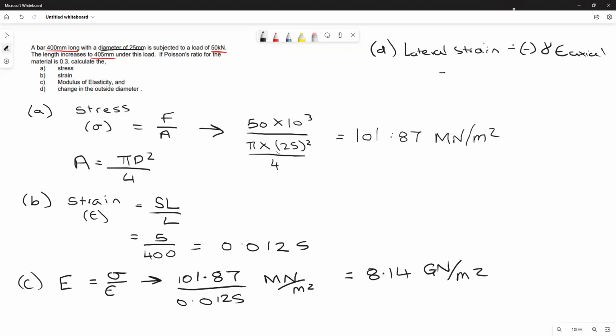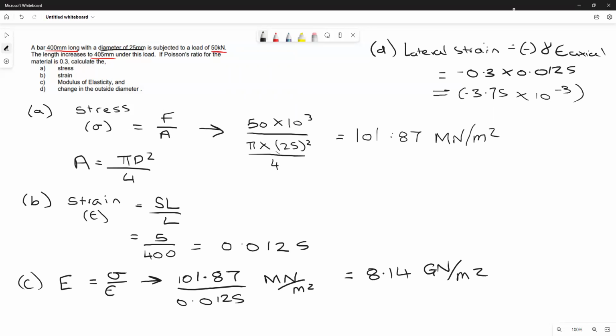So in order to calculate the lateral strain, we would do minus 0.3 multiplied by 0.0125. That would then give us an answer of 3.75 times 10 to the minus 3.